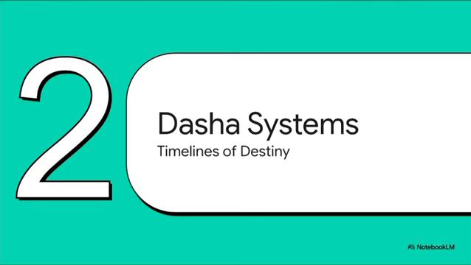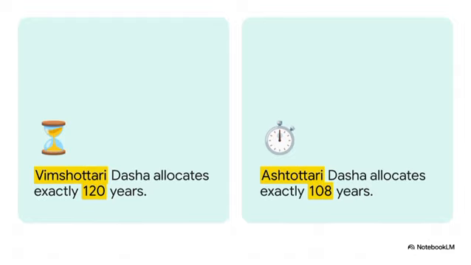Moving right along to Section 2, Timelines of Destiny, or Dasha systems. Now that we have our basic unit of time, let's look at how that scales up into a human life through what's called the dasha. Now, try to think of a dasha not as some mystical, hazy period, but as a calculated macro schedule of a person's entire life. Two of the most prominent ones are the Vimshottari dasha, which allocates exactly 120 years to a human life, and the Ashtottari dasha, which allocates 108 years.